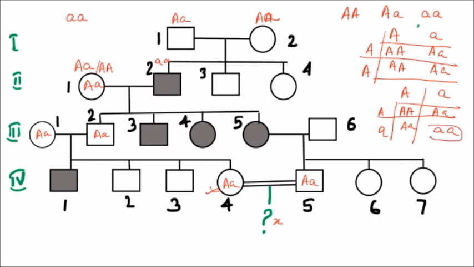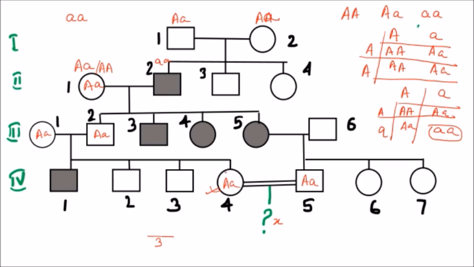This is the affected one, so we will exclude it. How many progeny are phenotypically normal here? 1, 2, 3 are phenotypically normal. Total phenotypically normal progeny is 3. And how many progeny are in the heterozygous condition? Here only 2 progeny are in the heterozygous condition.